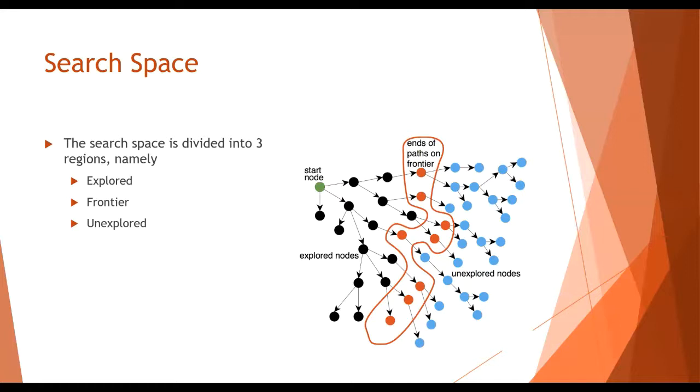Again, we have the explored region, the black nodes here; the frontier, the last nodes in your explored region; and beyond the frontier is the unexplored region, wherein we don't know the number of nodes and how they are connected.